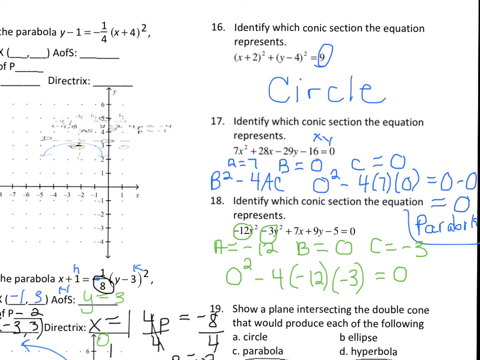And then if you type in -4 times -12 times -3, you're going to get -144. 0 minus 144 is -144. And since we got a negative answer, it's either going to be a circle or an ellipse. In order for it to be a circle, a and c have to be equal, as well as b equaling 0. B equals 0, but since a and c are not the same, number 18 is an ellipse.